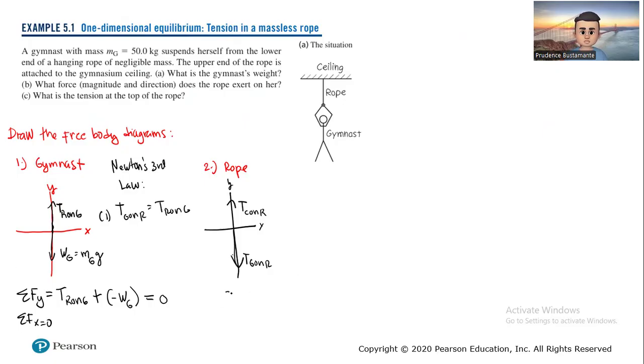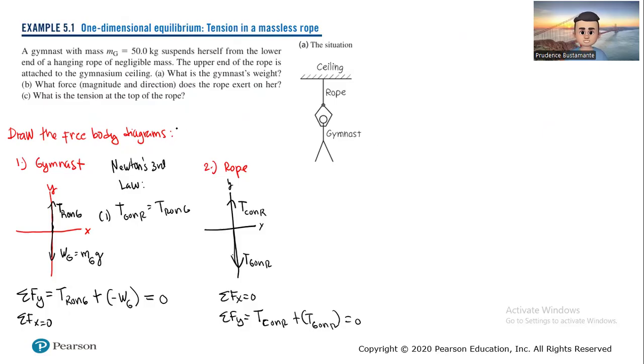Here, the summation of all the forces along x is automatically 0. This is equal to, so we have here the tension of the ceiling on the rope, which is positive because it is pointing upward, plus the negative of the tension of the gymnast on the rope, which is equal to 0. So this is equal to 0 because this is in equilibrium, Newton's first law of motion.